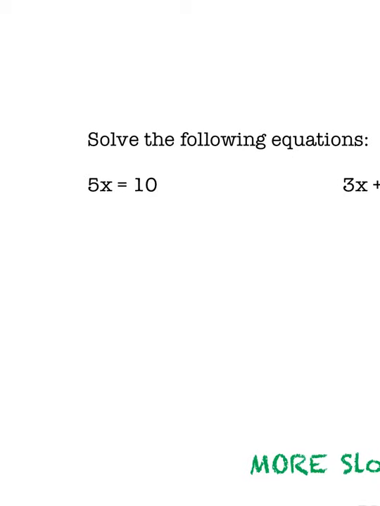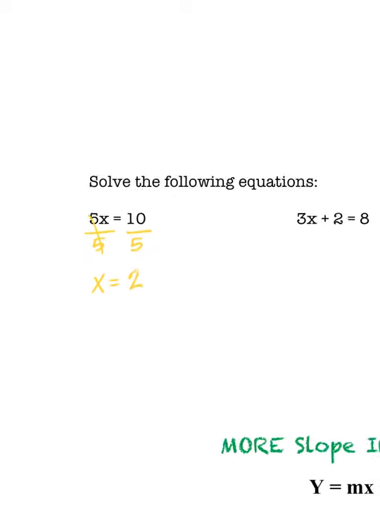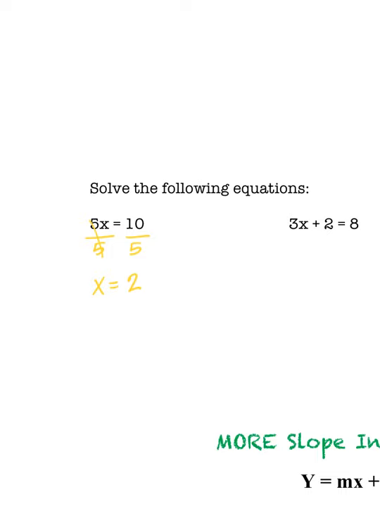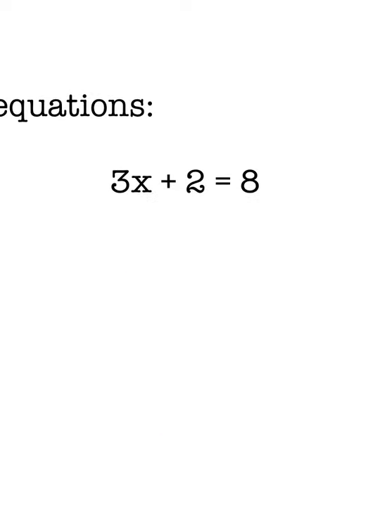So we already know how to do this. This was something we did solving one-step equations. So we divide both sides by 5, right? 5's cancel, x equals 2. Okay, easy peasy. Now we move on to a two-step.